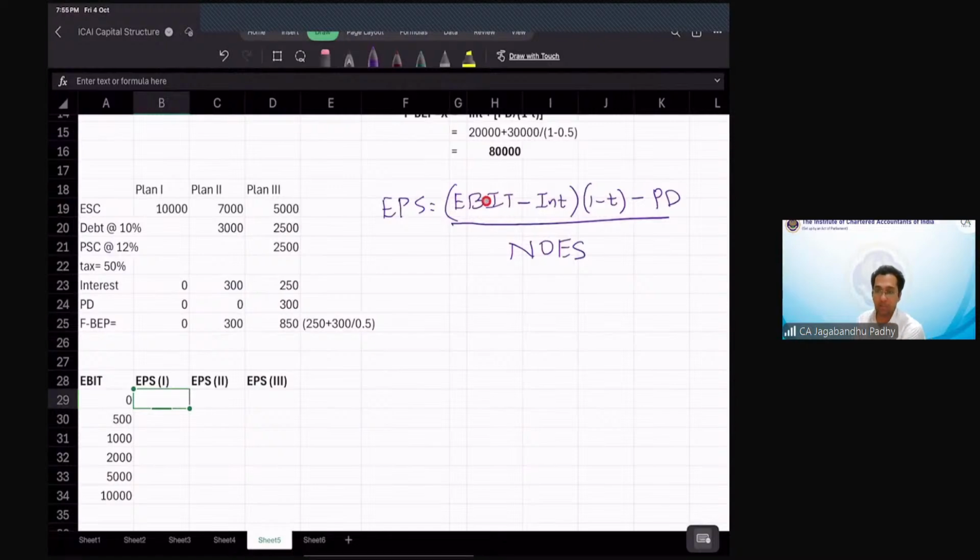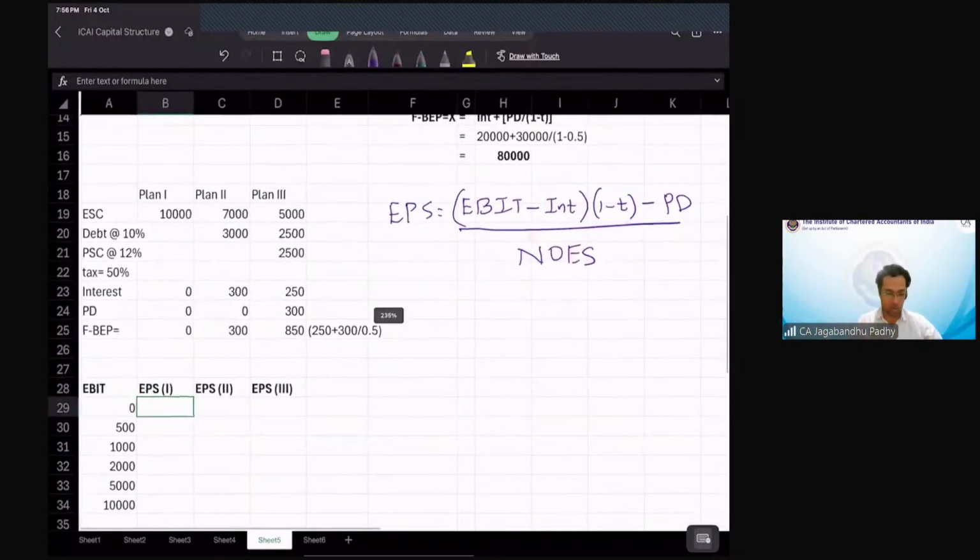This is your EBIT. When you do EBIT minus interest, what is that number? EBIT minus interest. Profit before tax, right? Now, profit before tax, when you multiply it with 1 minus t, what does this become? It becomes PAT. And then when I subtract preference dividend from that, can I say we are getting the net profit for equity shareholders, and then we divide it by the number of equity shares? Correct, guys? Is this formula of EPS clear to you?